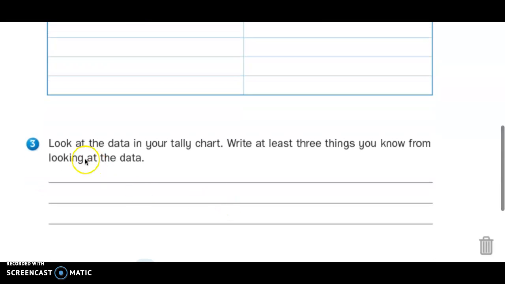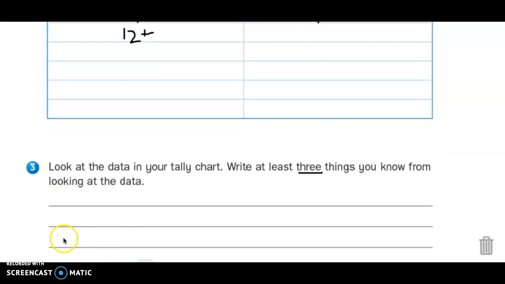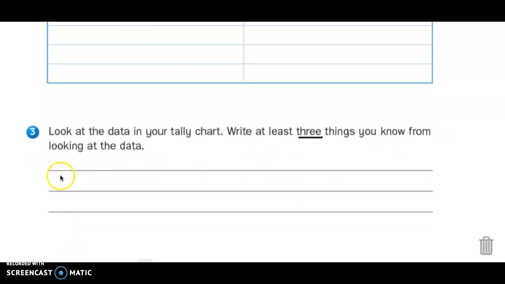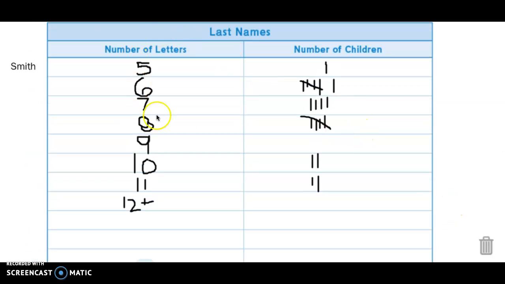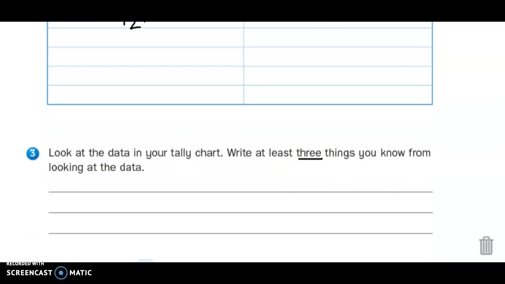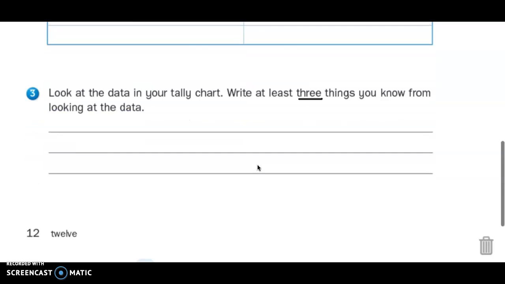Awesome. Now at the bottom it says, look at the data in your tally chart. Write at least 3 things you know from looking at the data. And I see 1, 2, 3 lines. So maybe you put one thing that you see on the chart that you noticed on each line, but feel free to use this space if you need more places to write. So what do you notice? Maybe you notice what the smallest last name was. Maybe you notice what the largest one was. Maybe you notice which last name had the most amount of kids or the least amount of kids. Write anything that you notice from this tally chart, from this data chart.